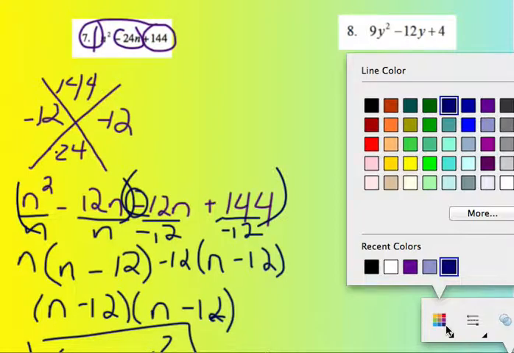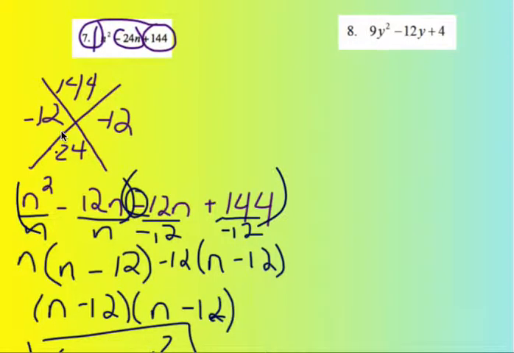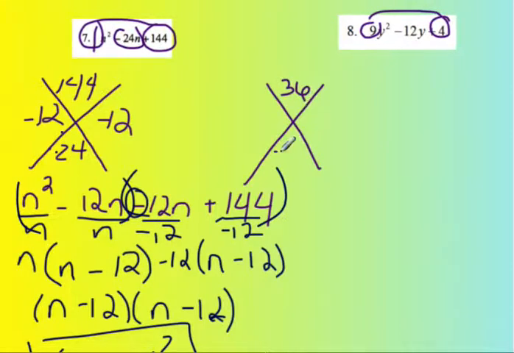Next, let's take a look at number 8. For number 8, when I'm setting up my x, I need to make sure that I multiply 9 times 4. So that's going to give me 36 on the top of my x, and then down below is negative 12. So I need to figure out what multiplies to 36 and adds to negative 12. Well, that's going to be negative 6 and negative 6.